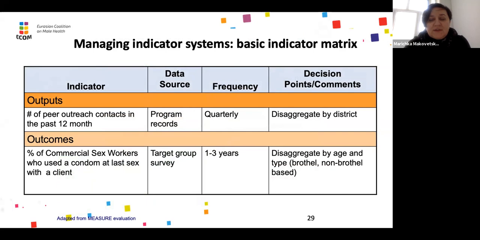So if you think about some simple indicators, I have this example that I often use, and I hope it will help you to understand the different blocks of this system or matrix. For example, if at the output level you have an indicator such as the number of peer outreach contacts in the past 12 months, then you should think about how you will collect this data and what your data source is, where you will get it.